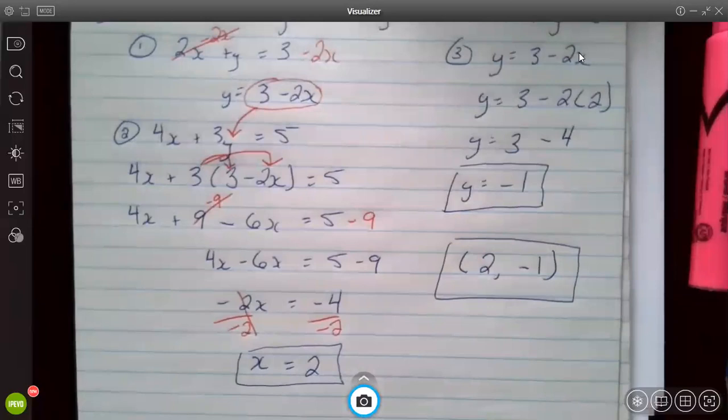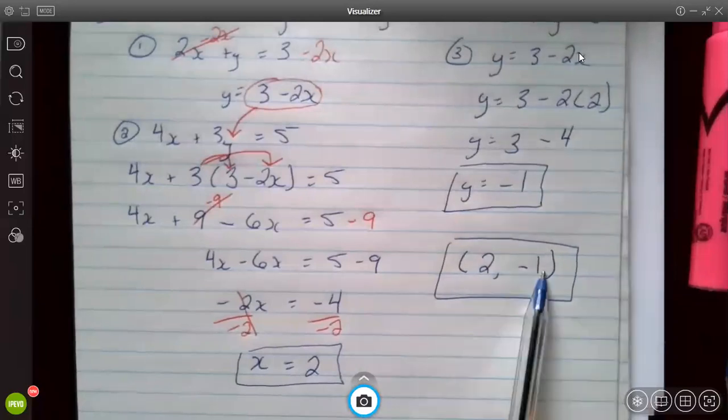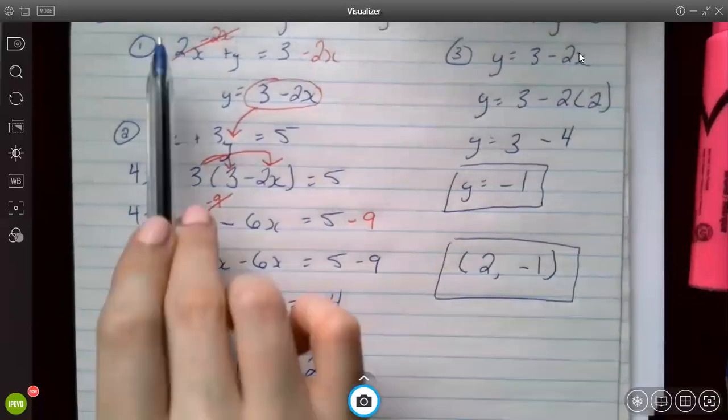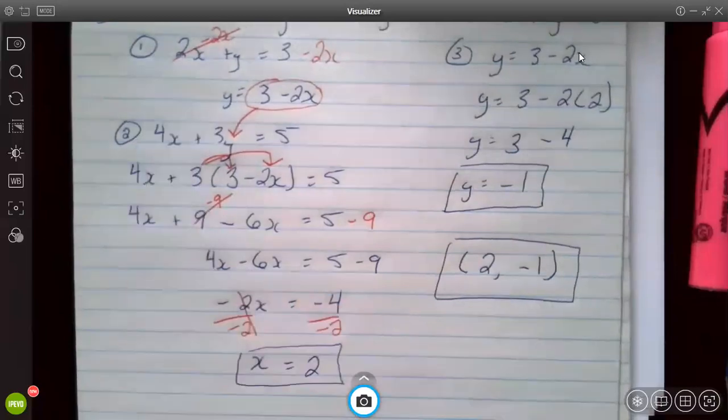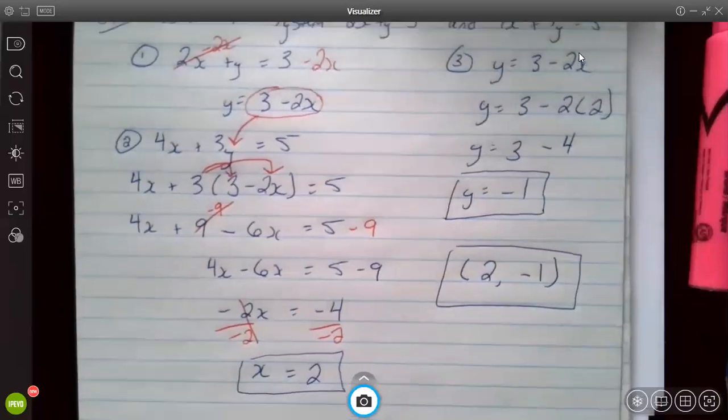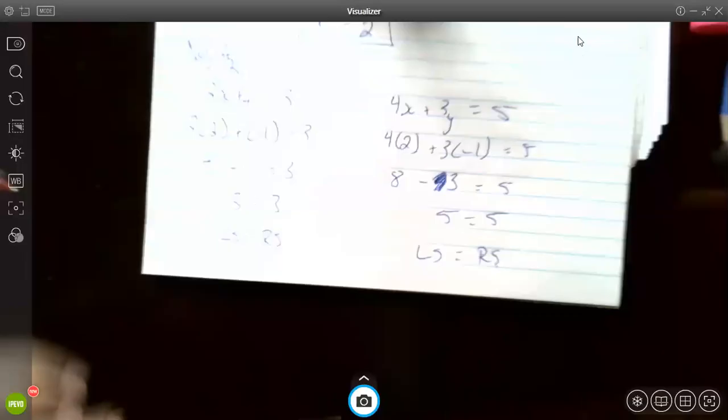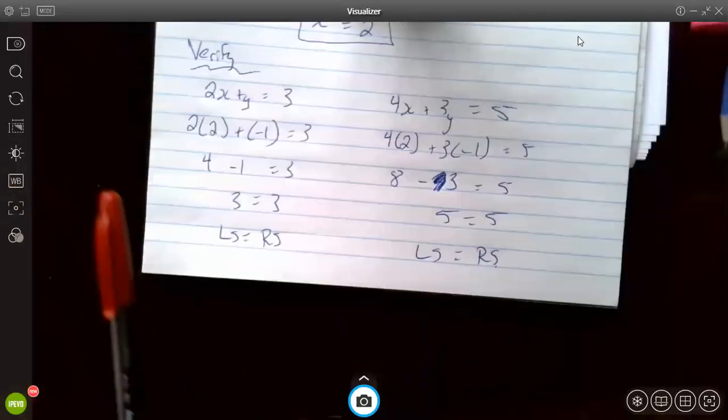Okay, and then of course you could verify by plugging the 2 and the negative 1 into each of the original equations and doing your left side equals right side. I won't go through that because we've already shown you how to verify. So you can just check your work yourself there. That is what your verification should look like once you plug in the solutions for your x and y.